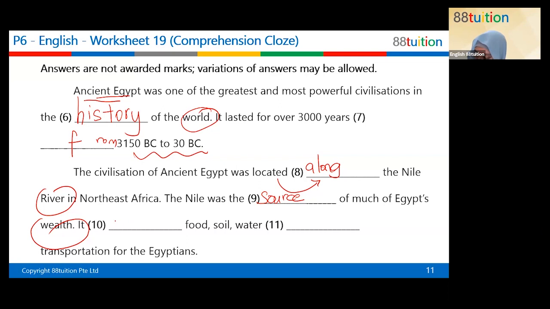It provided food. The it refers to the noun. Soil, water, and transportation for the Egyptians. So all this and one more, so it will be N. Okay, nice. So far, okay. Let's go to the next slide.